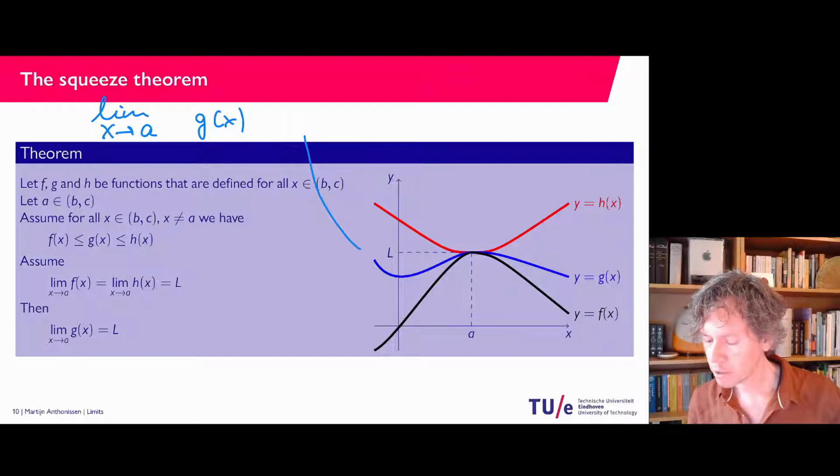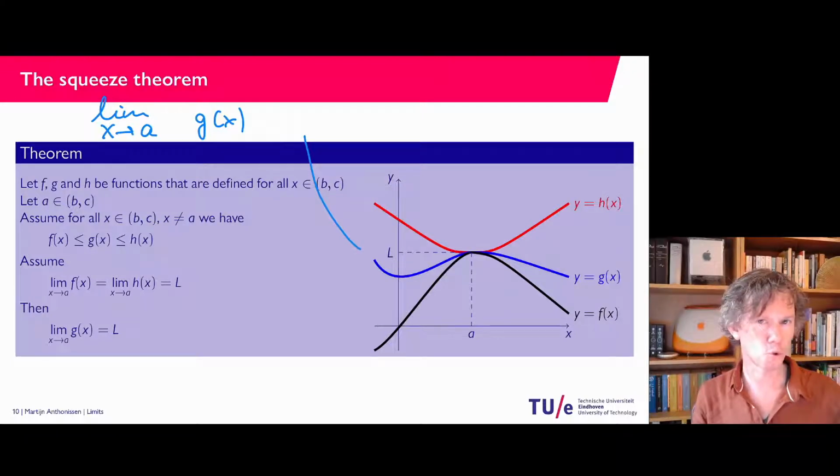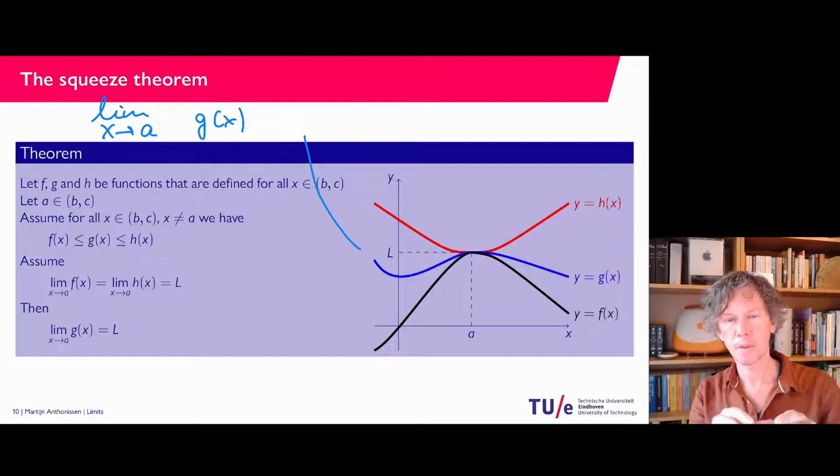Sometimes you see as a name also the two policemen and a drunk theorem, because if you have a drunk man and there are two policemen on his or her side, and the two policemen walk towards the police station, then also the drunk has to go to the police station because he is squeezed in between the two. So that's the idea here.